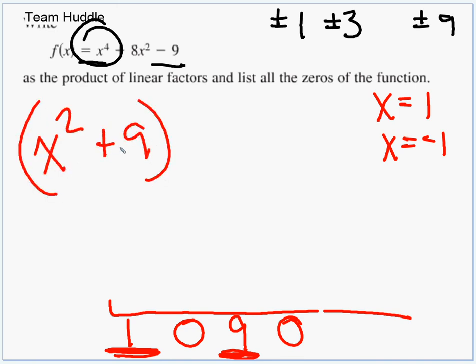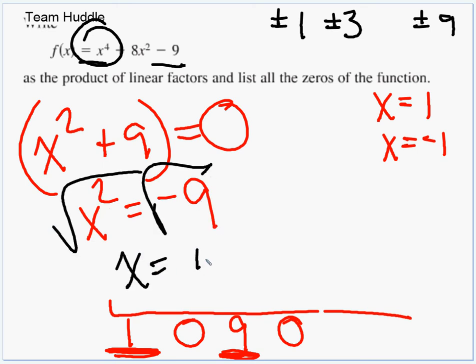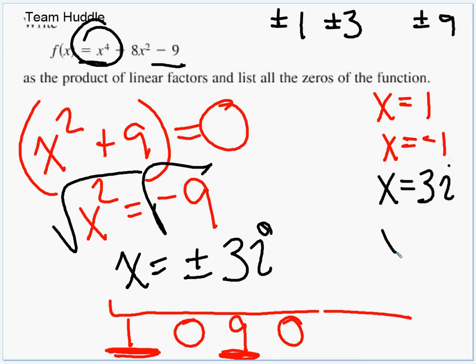Now, it's not going to factor, but we can set it equal to 0. And we're going to subtract 9 from each side. And then when we take the square root, x equals, we'll have our positive and negative. Square root of 9 is 3. Negative comes out as imaginary piece. So back to our list, x equals 3i, and x equals negative 3i.